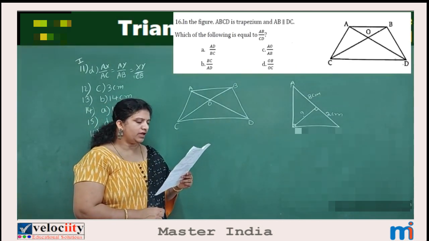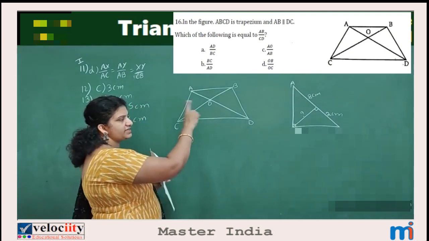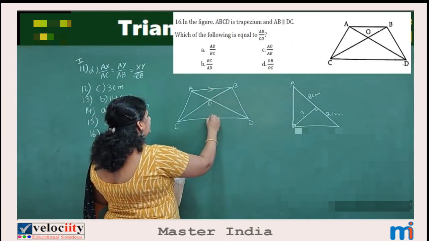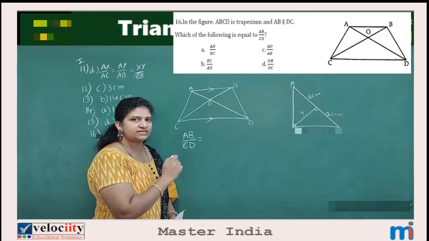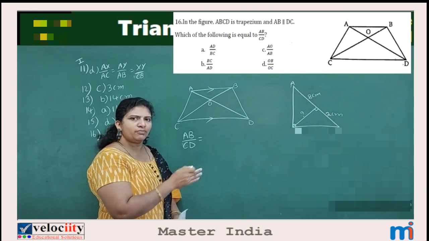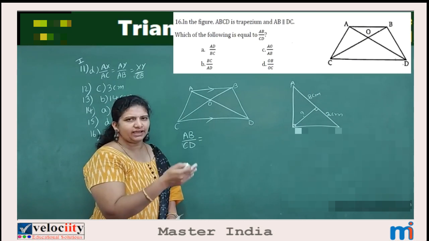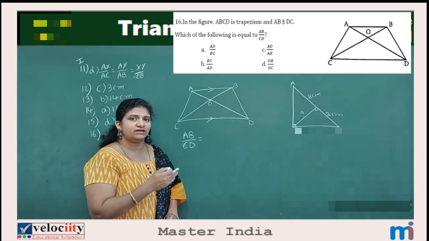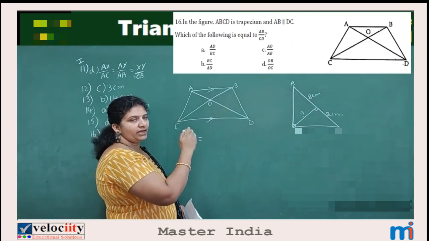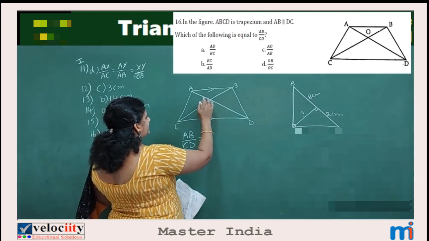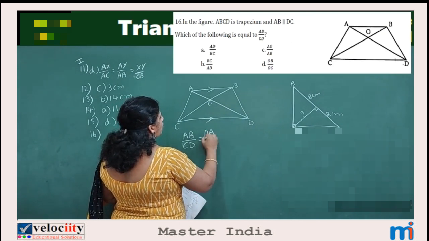16th one, in the figure ABCD is a trapezium and AB is parallel to DC. You can see the trapezium here. AB parallel to DC. Which of the following is equal to AB by CD is your question. Similar type of MCQ I have done before, right? So comparing the triangles, alternate angles, vertically opposite, two triangles are similar. If they are similar, the ratios are in proportion. So similarly, I am going to write other two side ratios. We know AB by CD given here, and write other ratios.